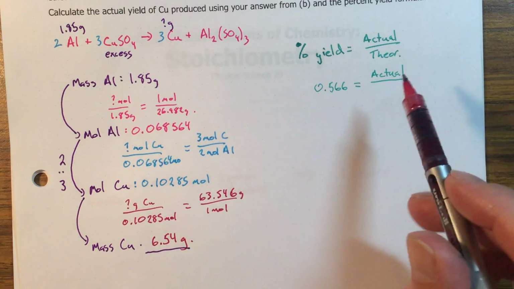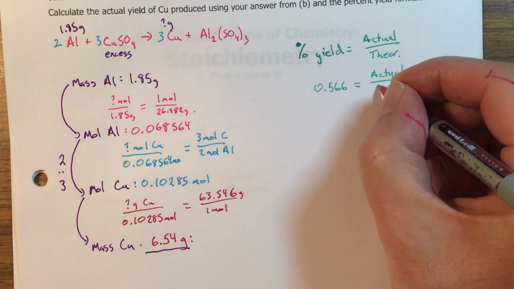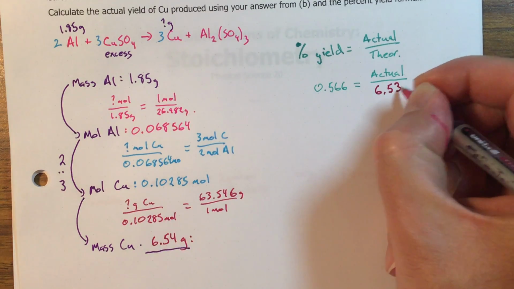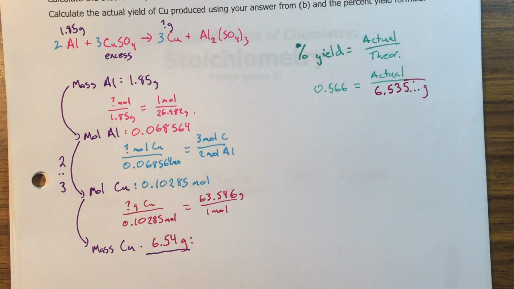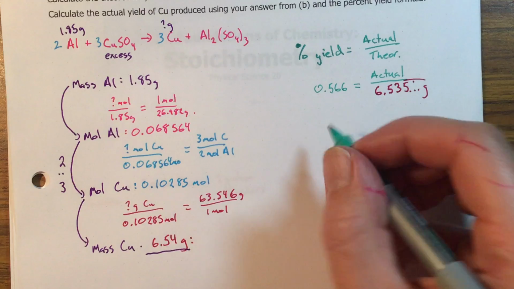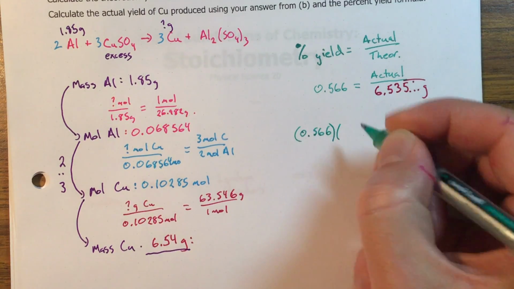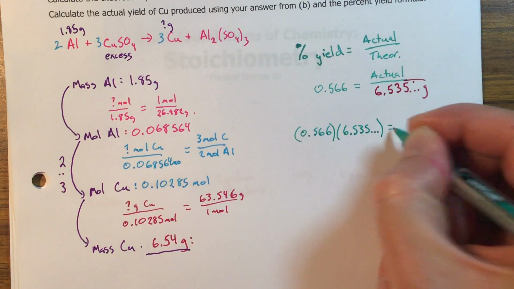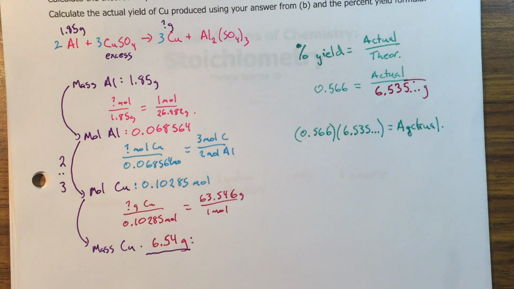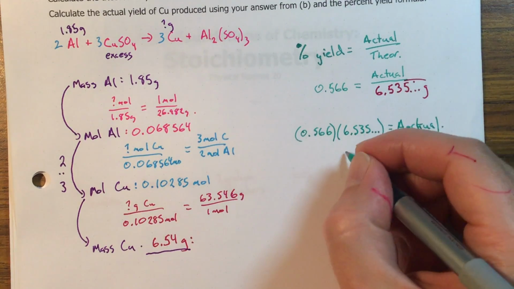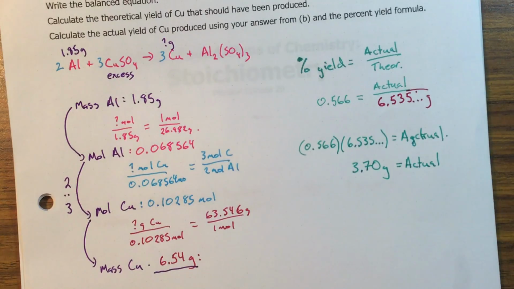All right. Now, we can go over here and we can take this number and put it into our actual equation, 6.535 grams. We can figure out our actual. Now we do this by taking this number and multiplying both sides by this. So 0.566 times 6.535 equals our actual amount. So we multiply this by 0.566, and I get 3.70 grams to 3 significant figures.